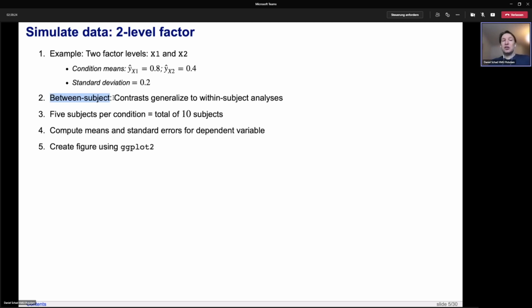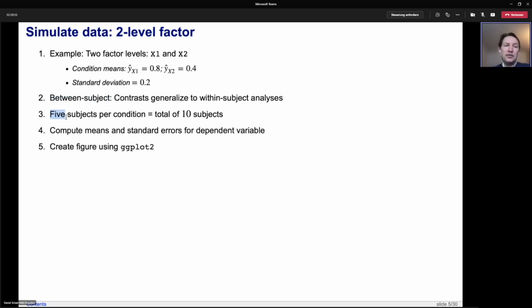But contrasts work exactly the same way in repeated measures and between subject designs. So contrasts generalize directly to within subject analyses. Everything we learn here about contrasts can be used in linear mixed effects models as well. But it's simpler for the simulations to just work with the between subject setup.